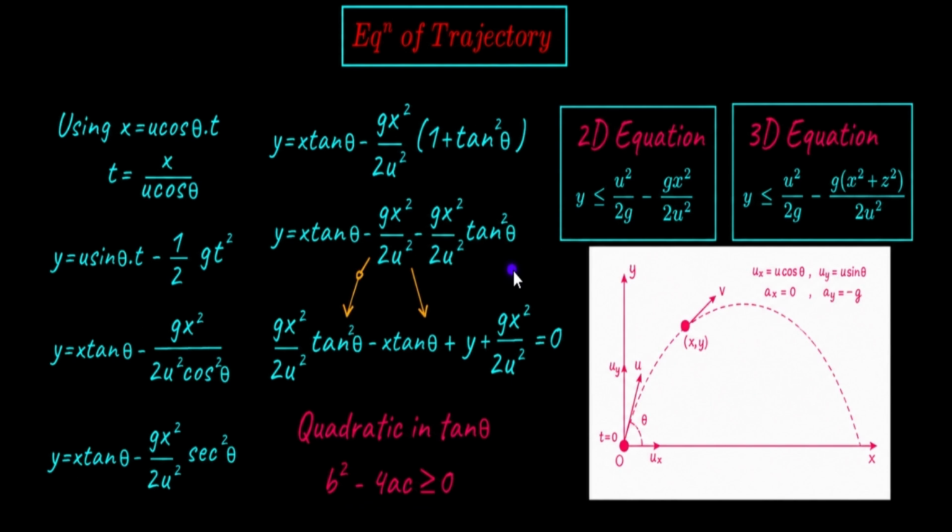Now look at the next section on the board. I have applied the discriminant condition. b square minus 4ac greater than or equal to 0. Substituting the values of a, b, and c. Minus x whole square minus 4 into gx square upon 2u square into y plus gx square upon 2u square greater than or equal to 0.